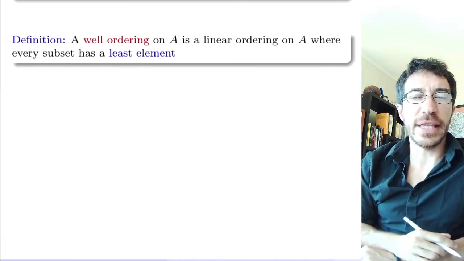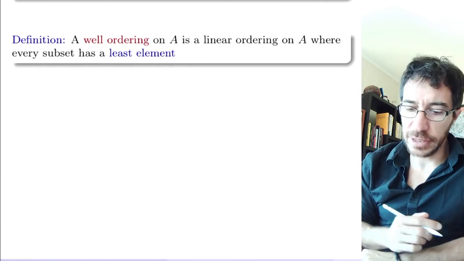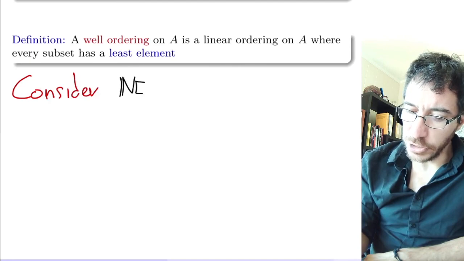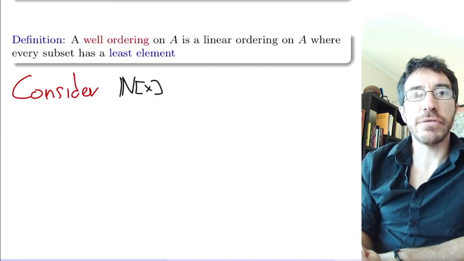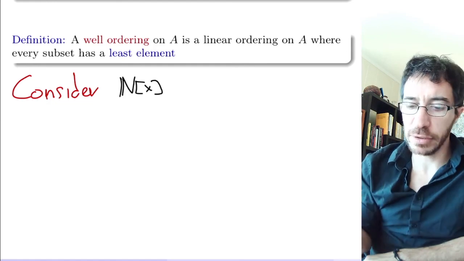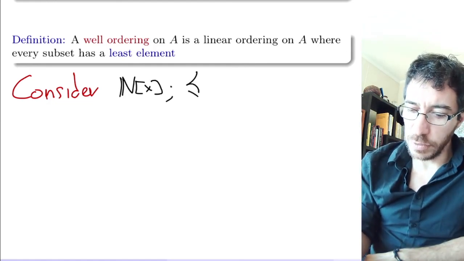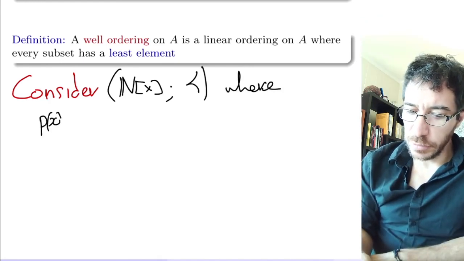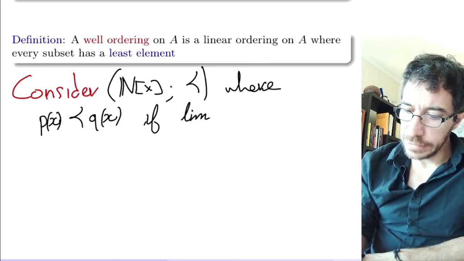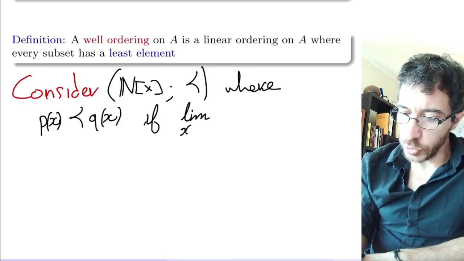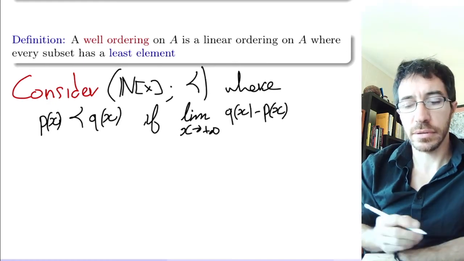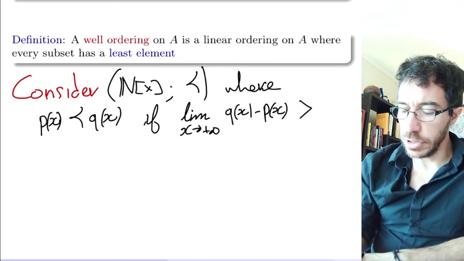Cool. Let me tell you about another example. I'll let you think about this one. Consider the set of polynomials with natural number coefficients, ordered by this relation: we define a polynomial p to be less than another polynomial q if the limit as x goes to plus infinity of q(x) minus p(x) is greater than 0.